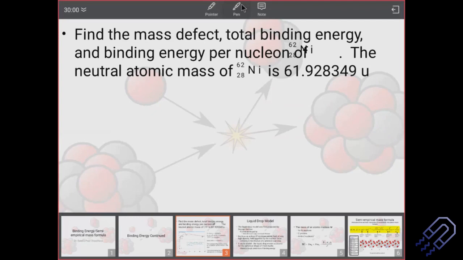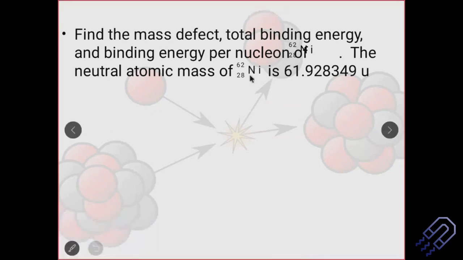Okay, there is some formatting issue with nickel. Basically, nickel has a mass number of 62, and the number of protons, Z, is 28. You have to find out the mass defect, total binding energy, and binding energy per nucleon. Yesterday we already did the first two, mass defect and total binding energy. We are just going to do the third part now.